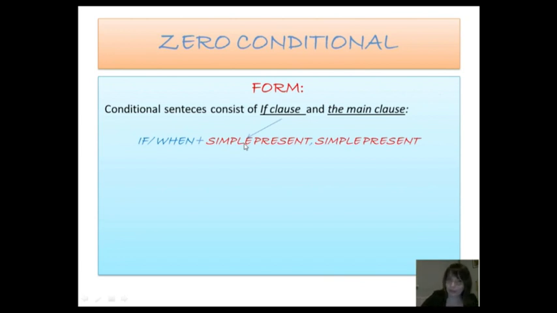Kada pričamo o if delu, on uvek počinje ili sa if ili sa when. Vi sami, deco, možete da izaberete šta ćete od ova dva upotrebiti, a glagol je uvek u simple present tense. On the other hand, the main clause is in simple present tense as well. Sa druge strane imamo glavnu rečenicu koja je takođe u simple present tense. Now, let's look at the example.